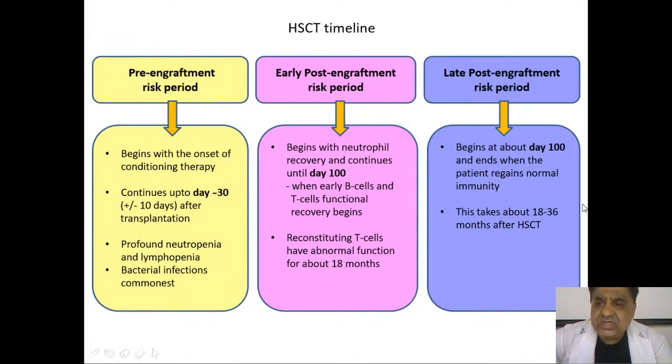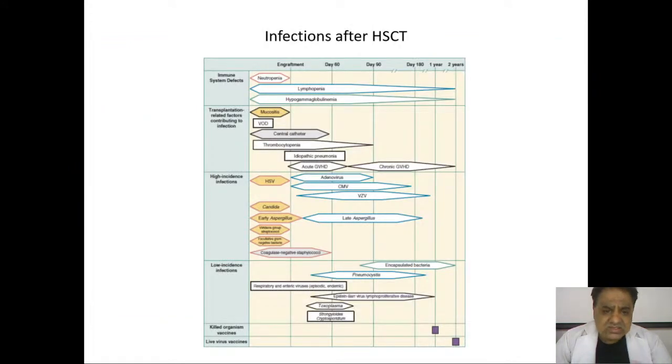The late post-engraftment period begins from day 100, and it takes 18 to 36 months, that is 1.5 to 3 years, for the patient to be totally normal. So recovery time is slower and takes longer in hematopoietic stem cell transplantation. This table tells you in which phase which organisms are there.